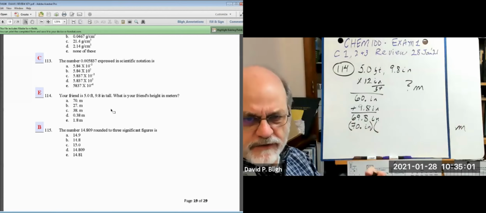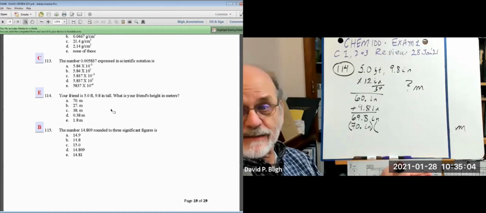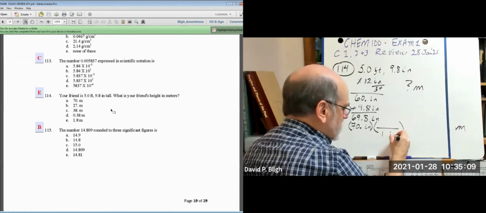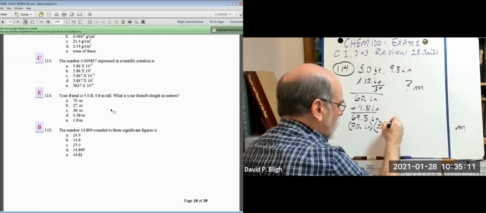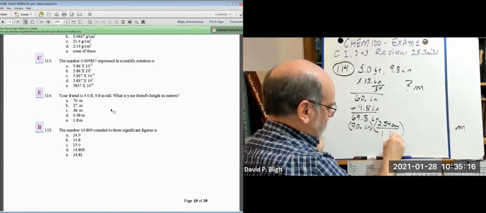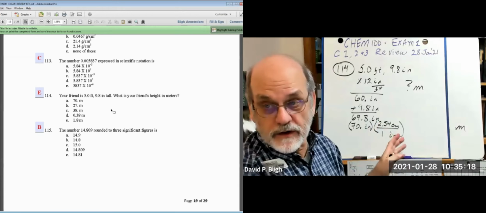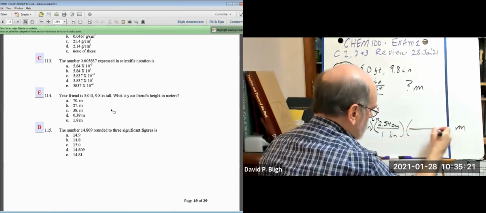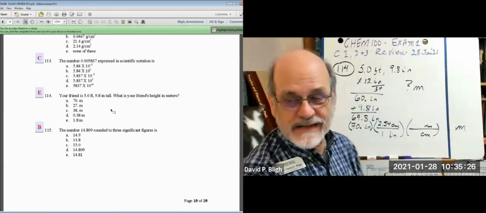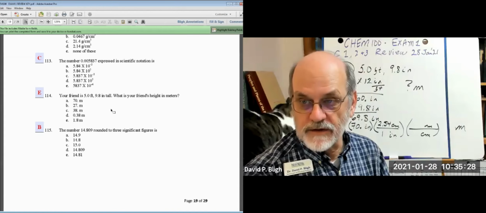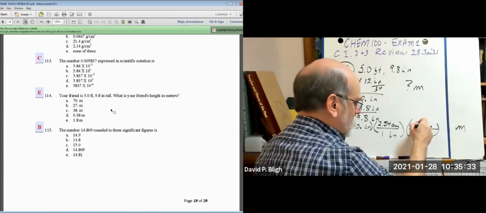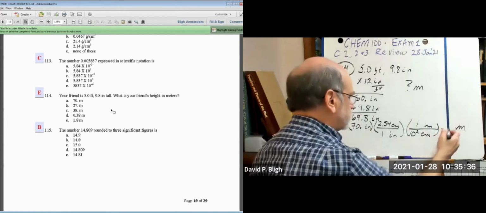So the one conversion factor I do know is centimeters. 1 inch is 2.54 centimeters. Now that I've got centimeters, I can convert it to meters. How many centimeters in a meter? Well, centi means 1/100th of, so it takes 100 of them to make 1 meter. Okay, there we go.